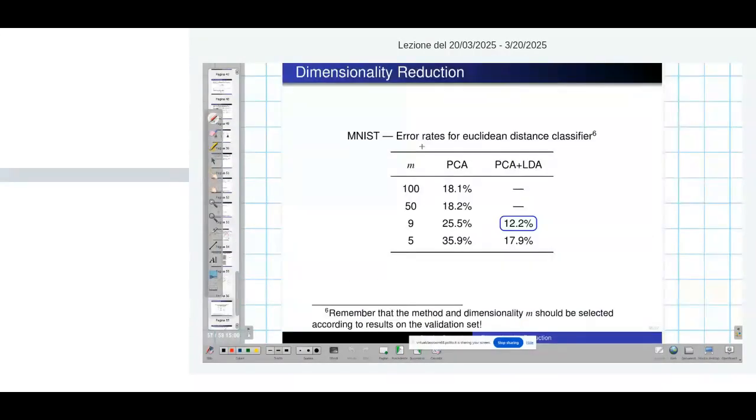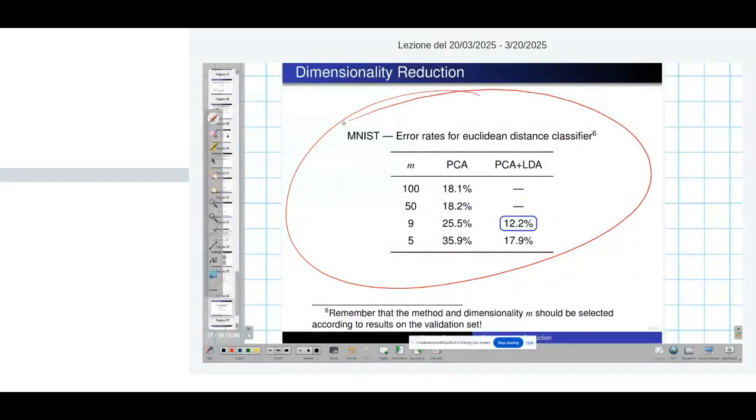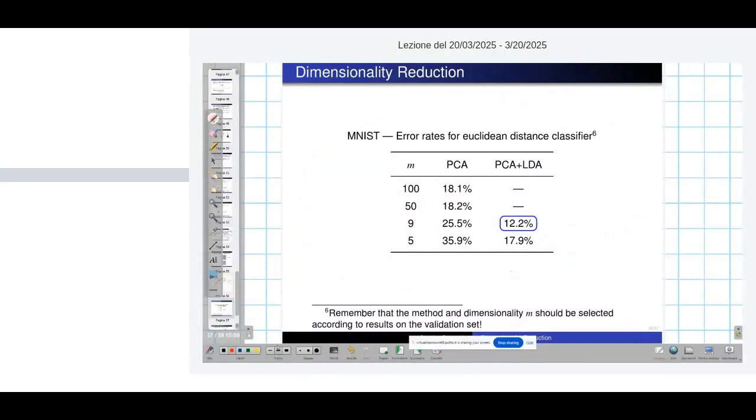And here you can see what happens when I apply our Euclidean distance classifier, the threshold classifier we've seen last time. Sorry, this is not the classifier we've seen last time, because we have seen it for a binary problem. The Euclidean classifier for multi-class is the classifier where I take my projected sample and I compare it to the mean of each class.